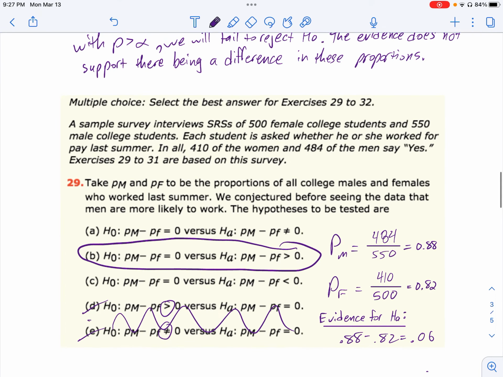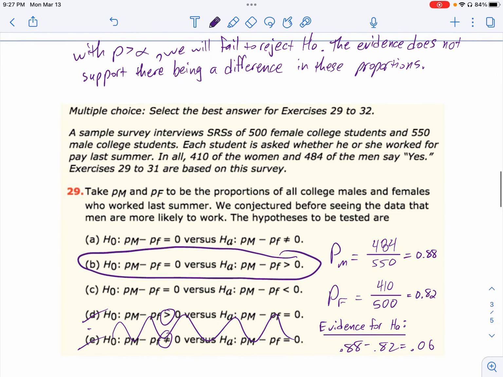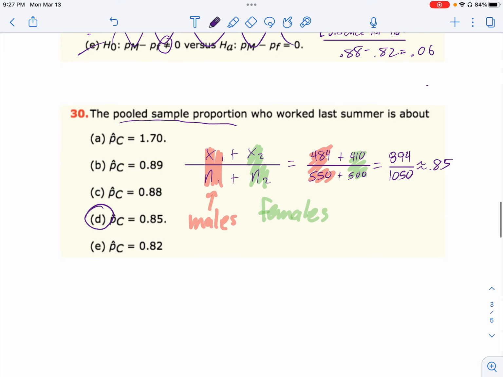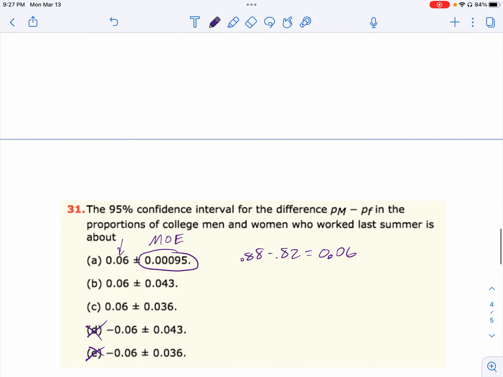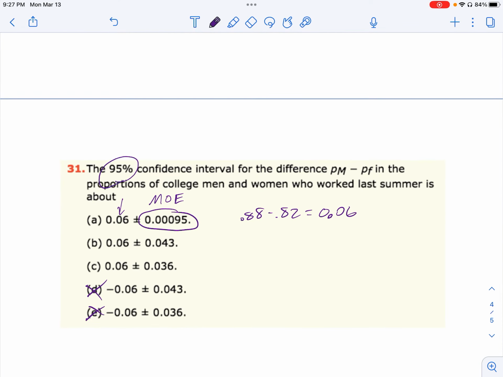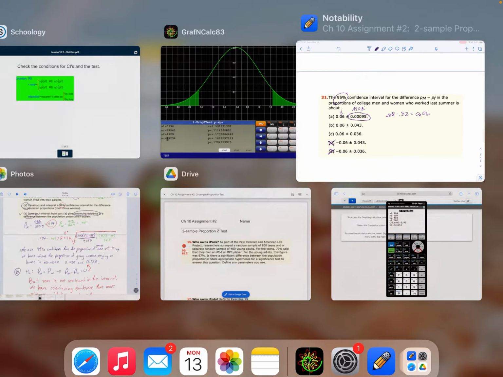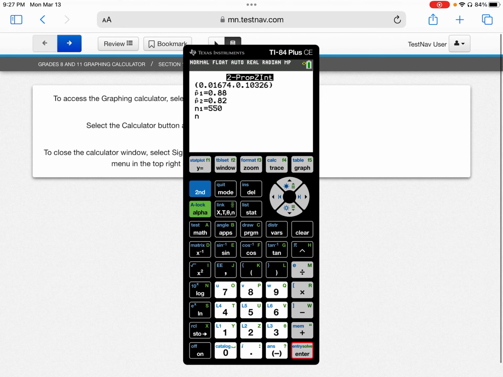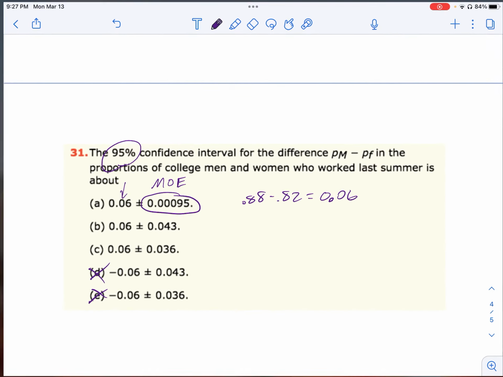It did not, did it? So I'm gonna do 95%. Oh, it did. I'm sorry, right there. So 95%. Hit calculate. There we go. So it goes from 0.016 to 0.103. That's the interval. Okay.